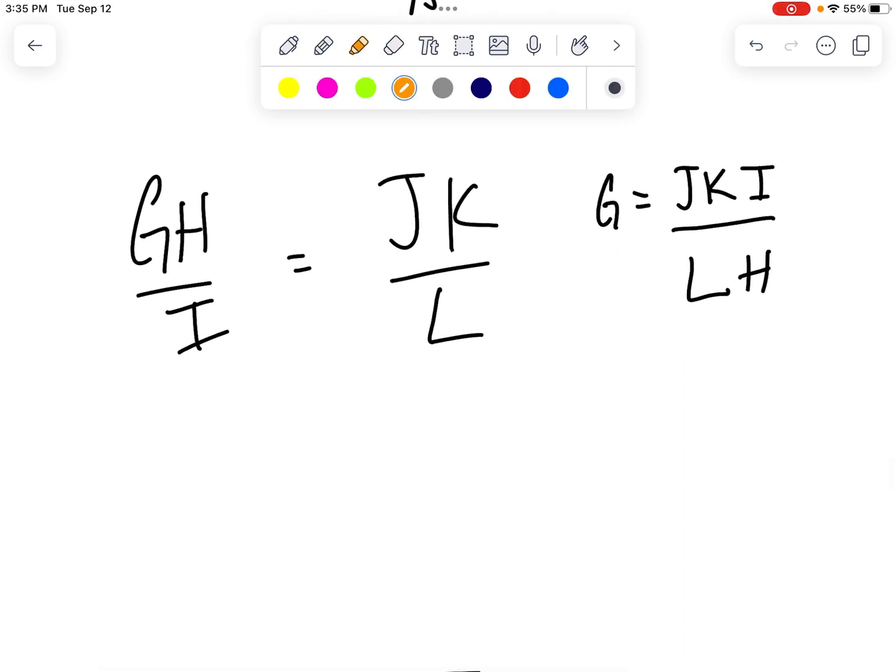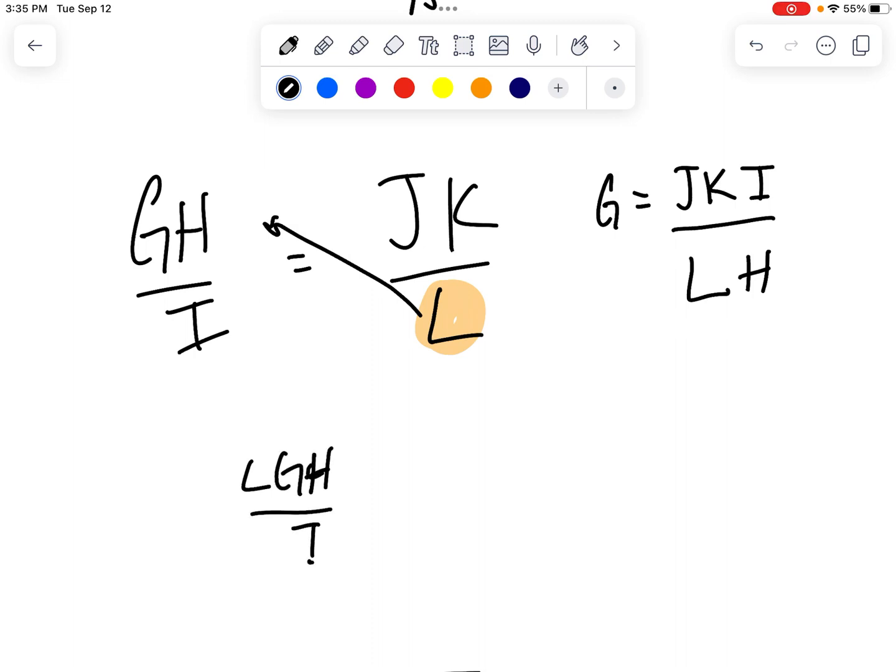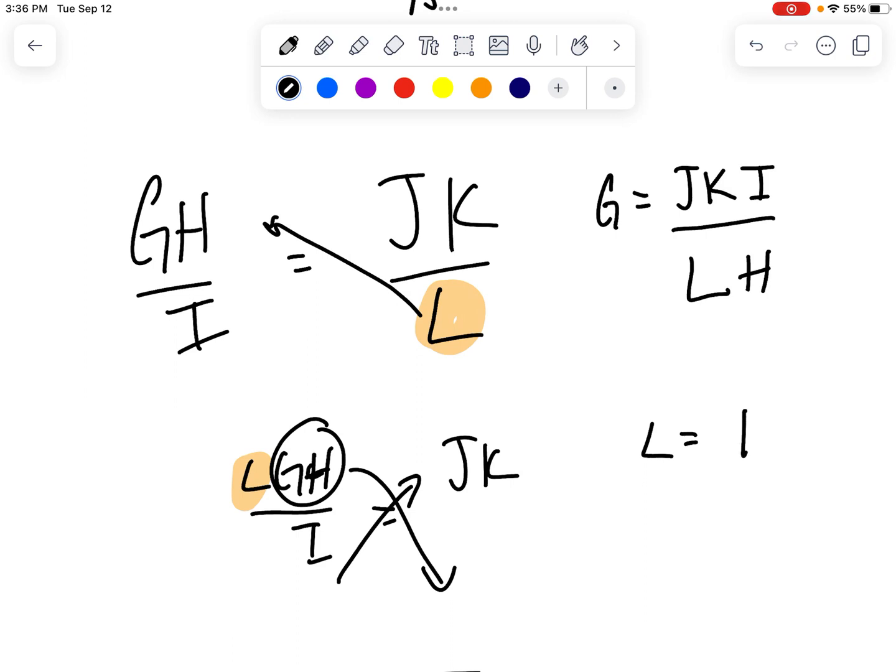If I wanted to solve for L from this equation, I want to take the L and get it out of the denominator. So I'll have LGH over I equals JK. Now I've got my L out of the denominator, so I want to solve for it. So I'm going to take the GH and they're going to go down and the I is going to go up. So L equals JKI over GH. So my I went up and my GH went down.